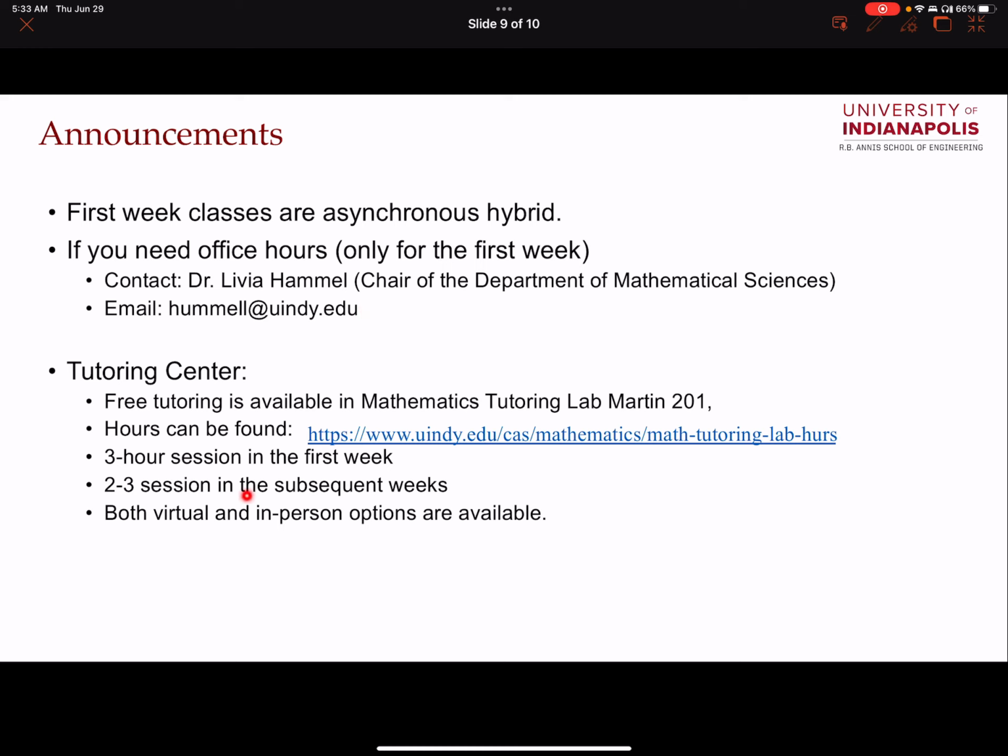And also, you can contact the tutoring lab and go to this link. The tutoring lab is Martin 201. I am pretty sure some of you are familiar with this. You have 3 hour sessions in the first week, and you have 2 to 3 hour sessions in the subsequent weeks. There are both virtual and in-person options for the tutoring lab. If you go to this link, you will find the contact for the tutoring lab. You can send the tutoring lab director an email and ask her what times the tutoring lab is available.